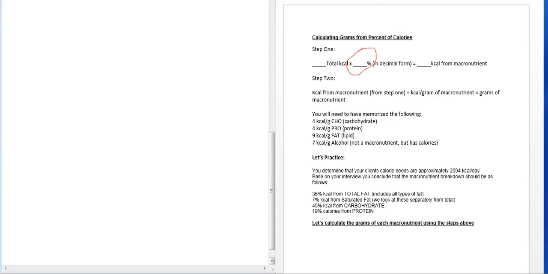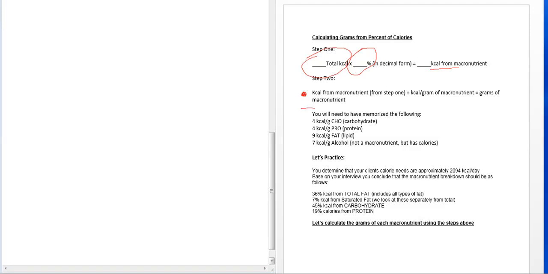If you multiply the person's total calorie needs or total calorie intake times the percentage of the macronutrient, you will find the calories from the macronutrient. Well, that's not grams, is it? And if I told someone to eat 400 calories of protein, they would probably be confused. But if I told them to eat 100 grams of protein, they would probably understand that a little better. So then we need to do step 2, and that would be to calculate the grams from the calories from the macronutrient. And that's easily done by dividing the calories by the number of calories per gram.